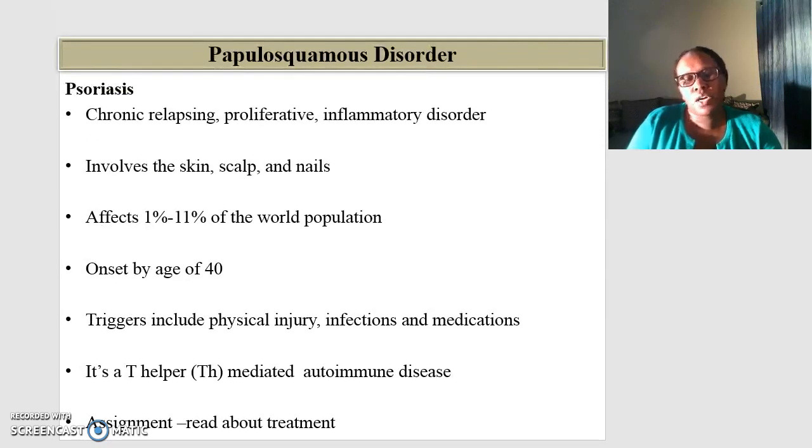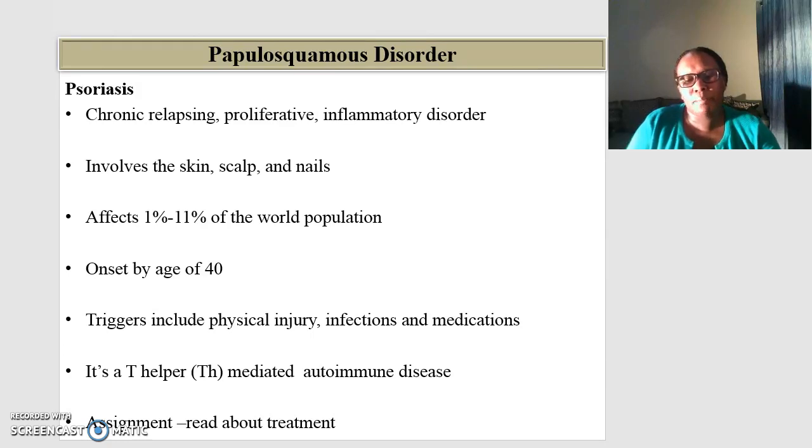Psoriasis, chronic relapsing proliferative inflammatory disorder. It involves the skin, scalp, and nails. Affects 1% to 11% of the world population. Onset is by the age of 40. Triggers include physical injury, infection, and medication. It's a T helper mediated autoimmune disease.